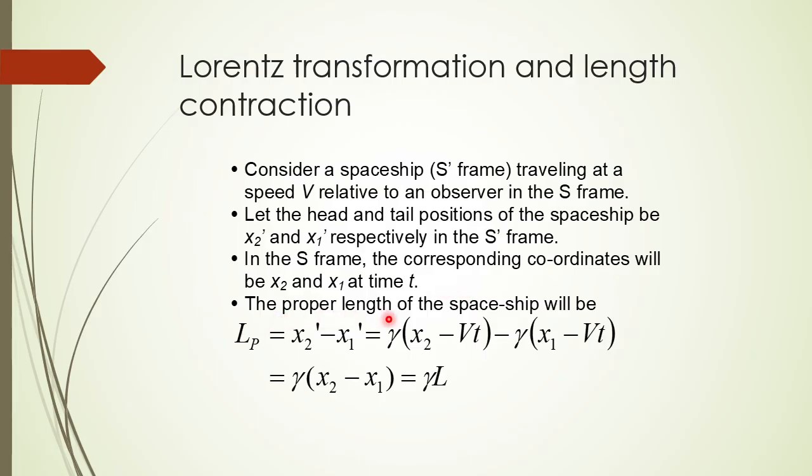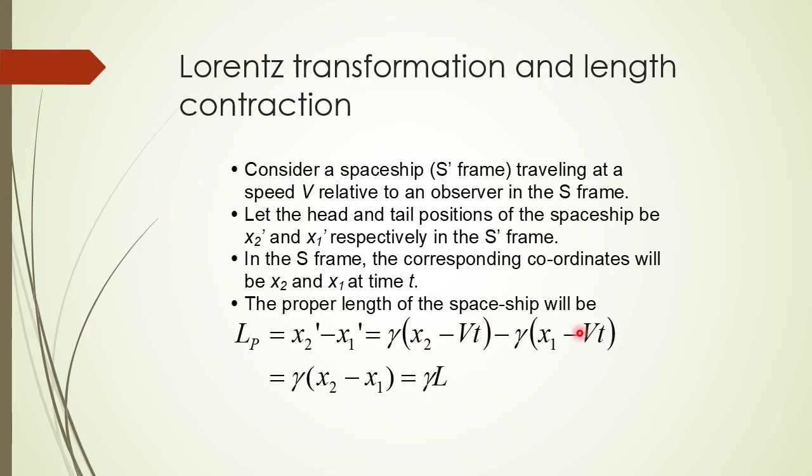So we'll find the proper length of the spaceship. LP will be x2 prime minus x1 prime. So we'll do the substitution of x2 prime and x1 prime using the Lorentz transformation. So x2 prime becomes gamma (x2 minus vt), and x1 prime becomes gamma (x1 minus vt). Right? And then you can multiply out and cancel out some of the terms.